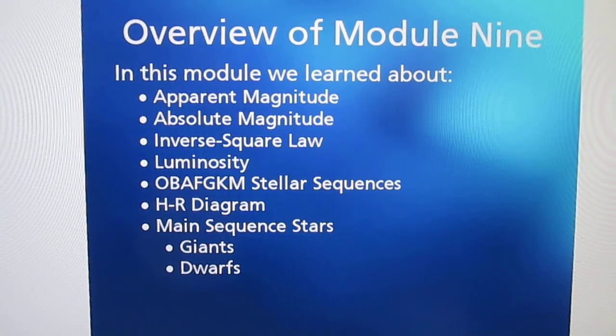So in this module we learned about apparent magnitude, absolute magnitude, the inverse square law, the concept of luminosity, the surface temperature of stars, sequence, the H.R. Russell diagrams, and a little bit about star types.